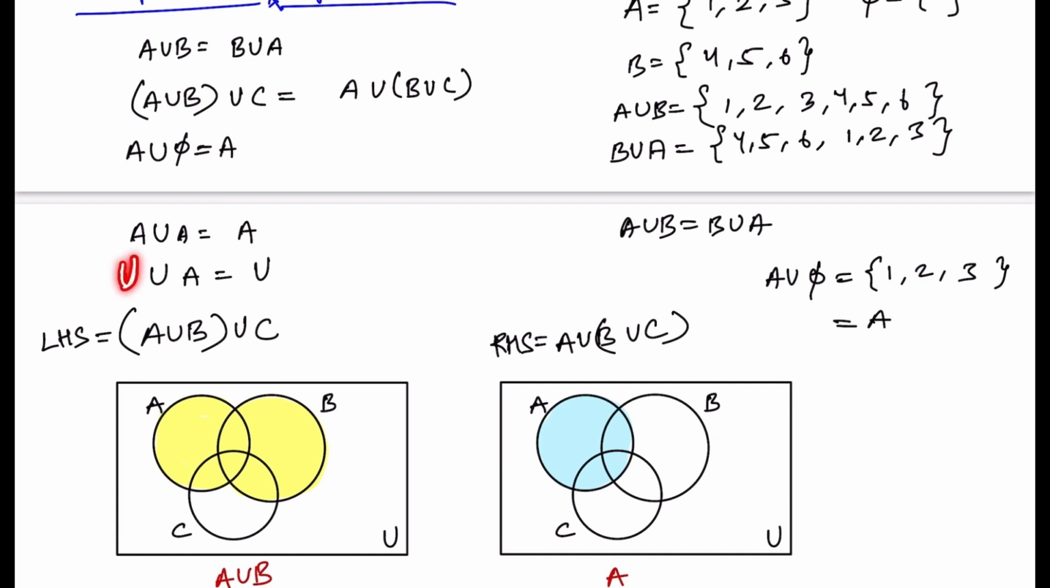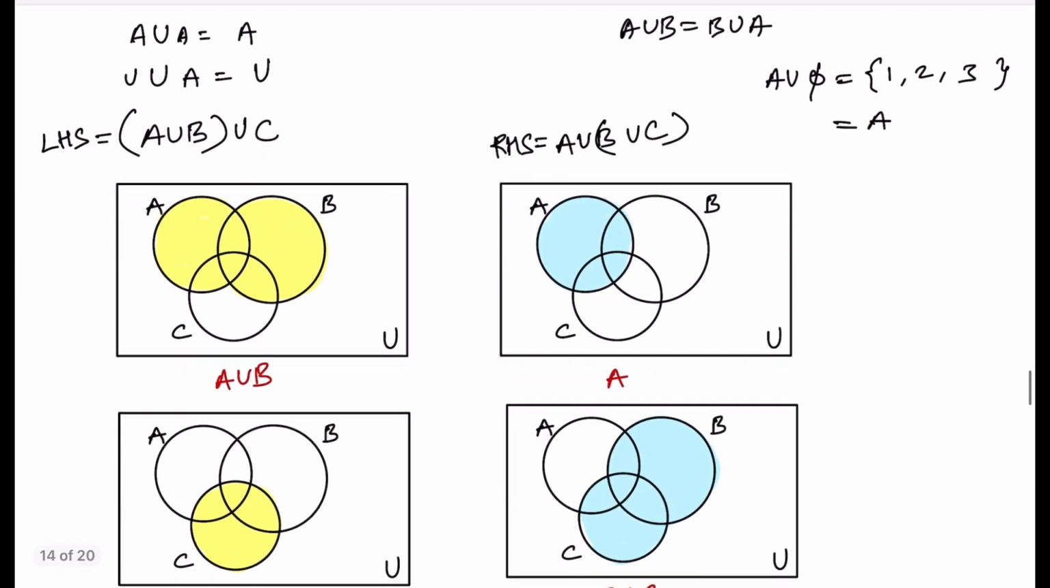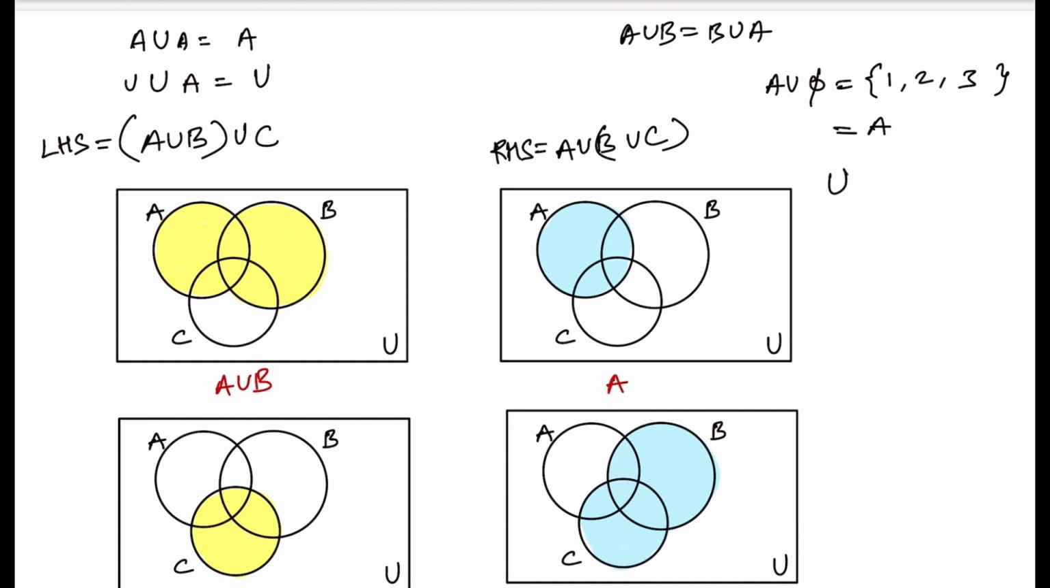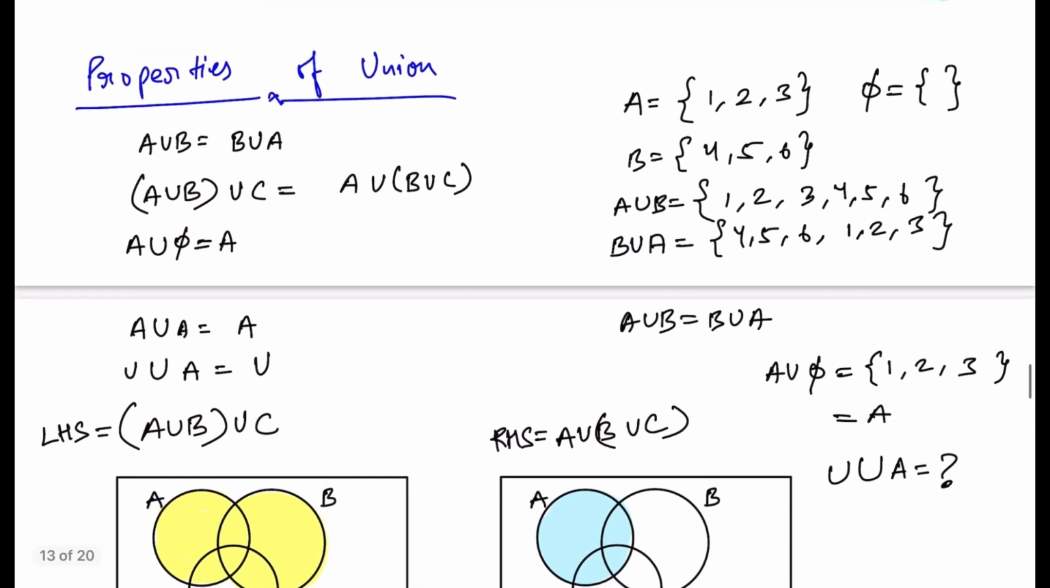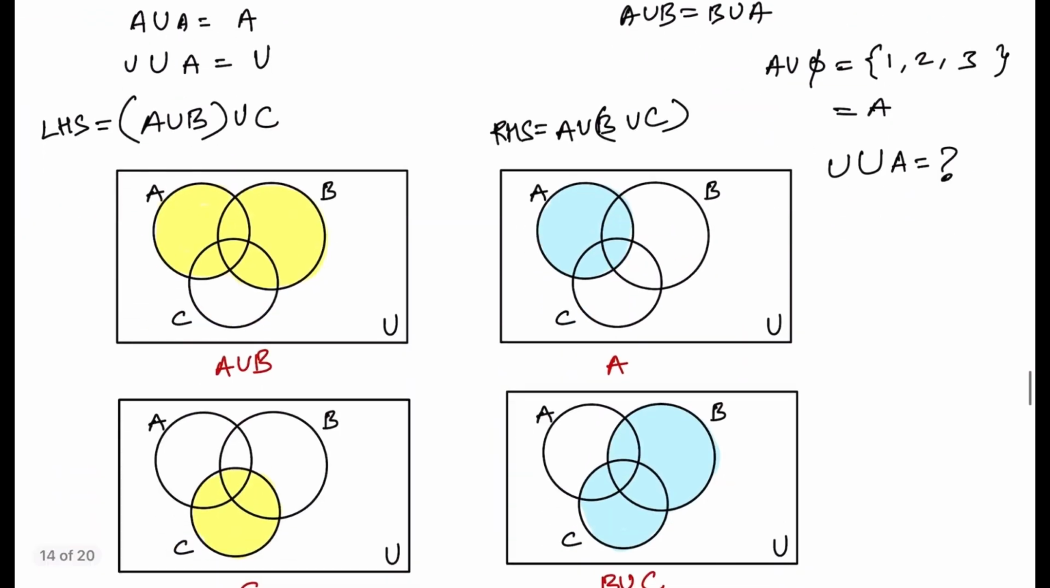Next, this is the universal set, this is union, this is A. Universal set union A. We can understand by example, but I want to tell you a simple method.